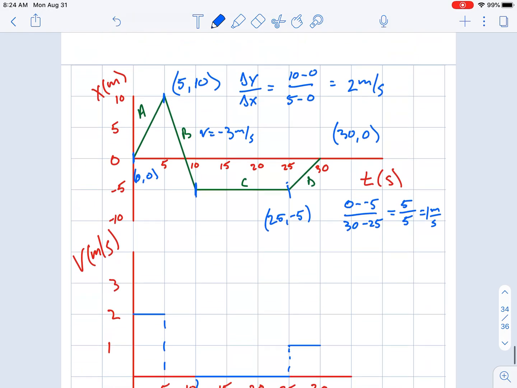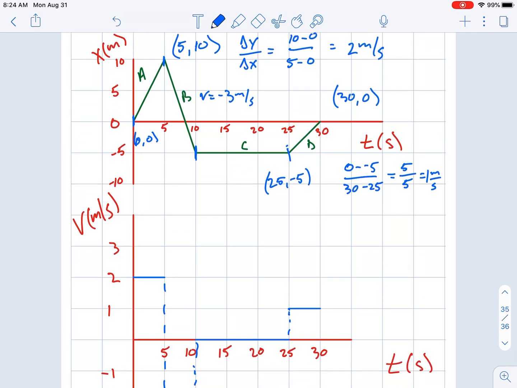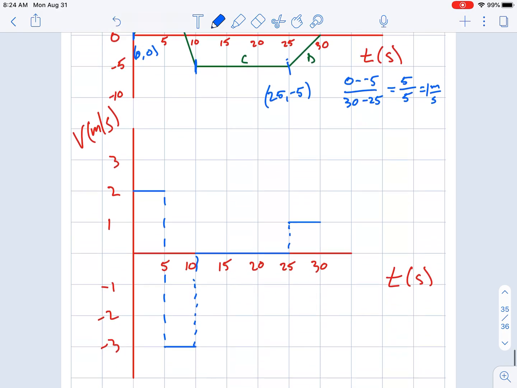So again, when we're looking at a position time graph, it's mostly about the slope to figure out what the object is doing. When we're looking at a velocity time graph, we have to pay attention to how close we are to the 0 and whether or not we are on the positive or the negative side.